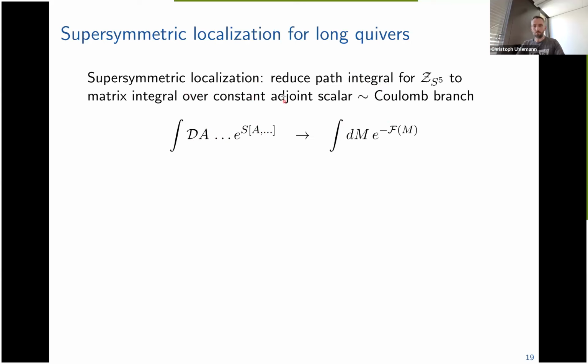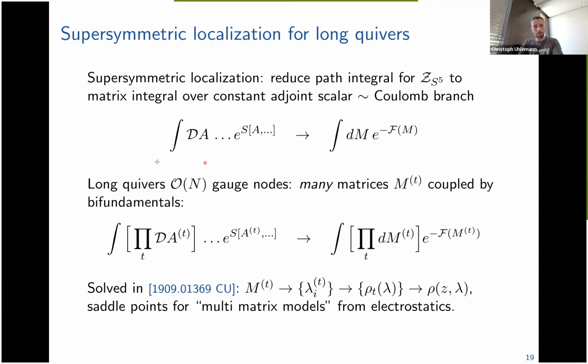Basically, for each vector multiplet, we get an integral over constant values for the adjoint scalar in the vector multiplet. So we're integrating on the Coulomb branch. And we have a lot of technology, of course, to solve these kinds of matrix models. Now, for the theories I've introduced here, for these long quivers, we have a large number of gauge nodes, and that means we have many matrices. We have many adjoint scalars and many matrices which we're integrating over.